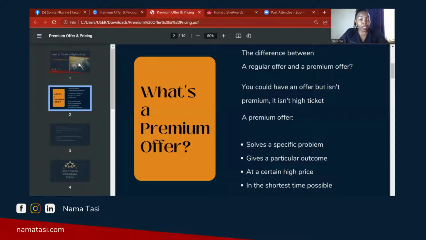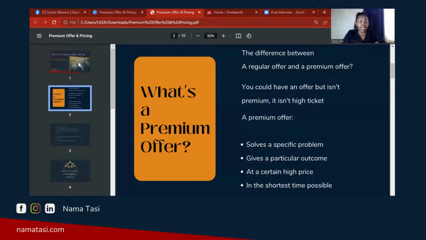A premium offer is one that solves a specific problem for your clients. A specific problem. And remember, we talked about this in brand positioning. What does your client want? What do you deliver? So a premium offer solves a specific problem. It gives a specific outcome, what your clients want, at a certain price and in a certain period of time. There are all these constants that make a premium offer.